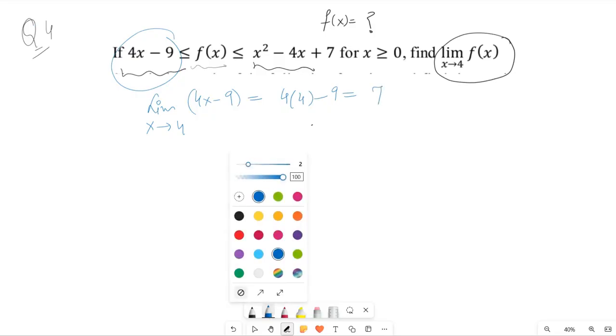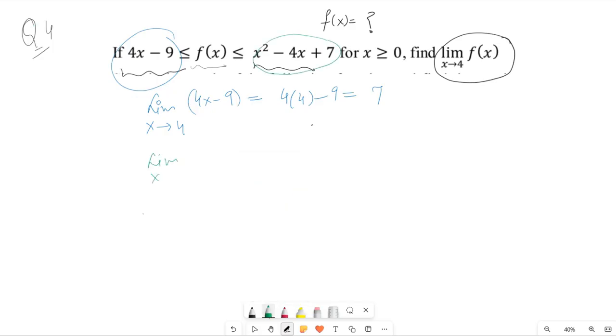Let's also try to find the limit of this right-hand side function as x is approaching 4. So x squared minus 4x plus 7. Again, this is a polynomial quadratic function. So we are going to just plug in 4. 16 minus 16 plus 7 is also 7.